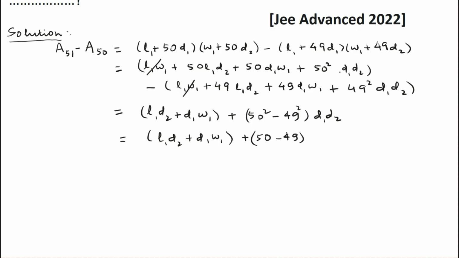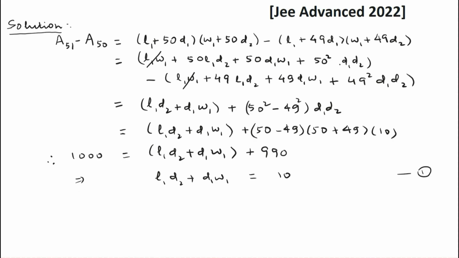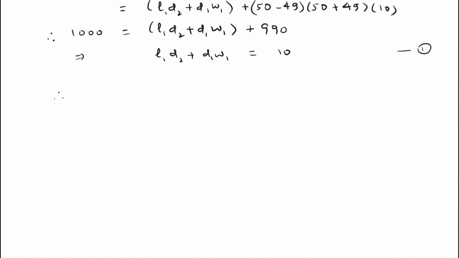Now this can be factorized as a minus b, a plus b, so that you get the answer fast. D1 D2 is 10. So you get the result in the form as shown here. This plus 990. But the value of A51 minus A50 is given to us as 1000. So we can write L1 D2 plus D1 W1 is equal to 10. So let us use this result in calculating what is asked in the question.